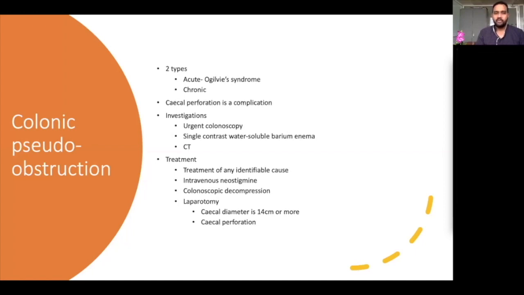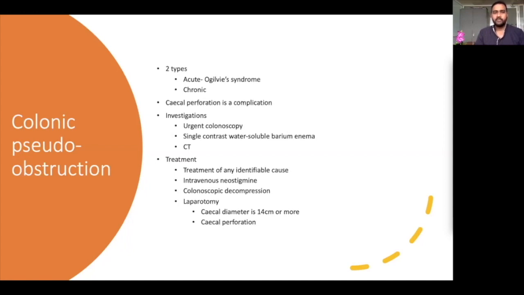If we can't do an urgent colonoscopy, then we can go for a single contrast water soluble barium enema. That's also one of the options, or we can go for a CT scan as well. Remember, you don't have to do all three. Either we can go for a colonoscopy, or if that is not available, a single contrast water soluble barium enema, or a CT scan.